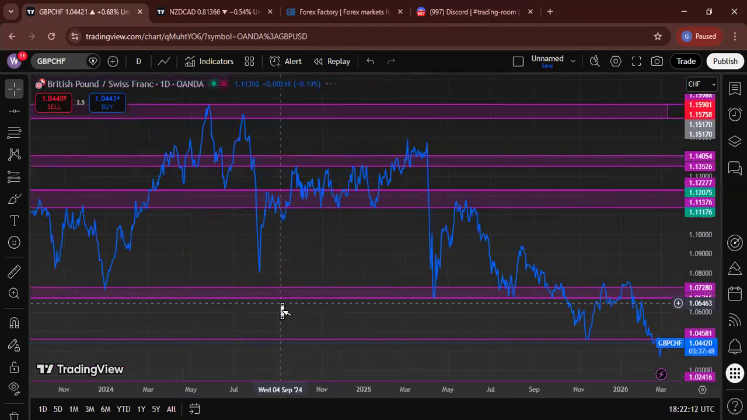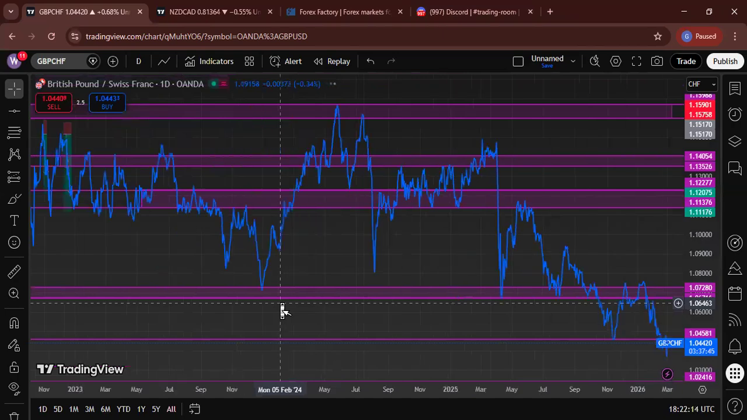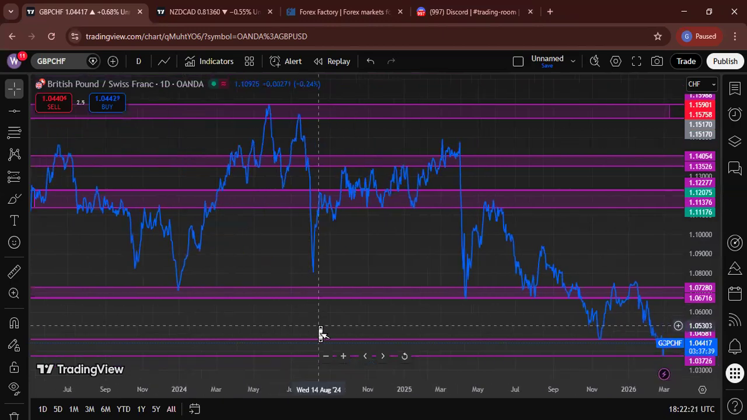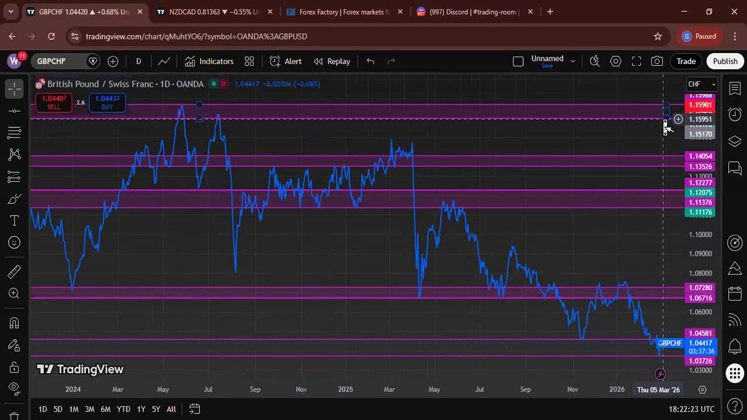Yeah, yeah. This is GBPCHF. Let me bring this line here. Then, even GBP AUD, does it make good moves?